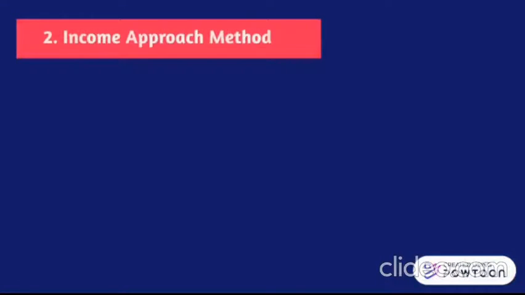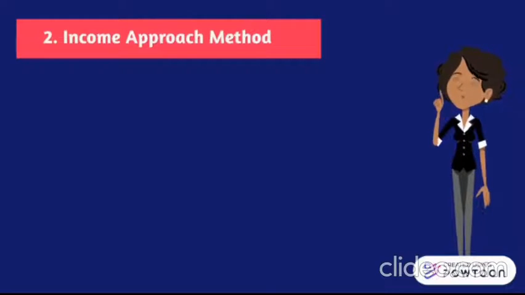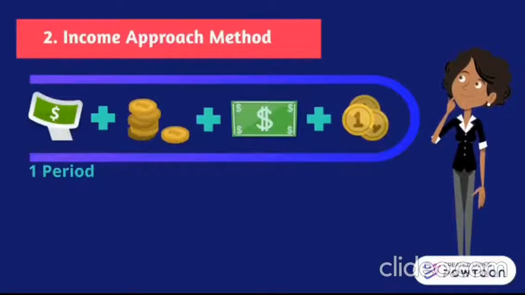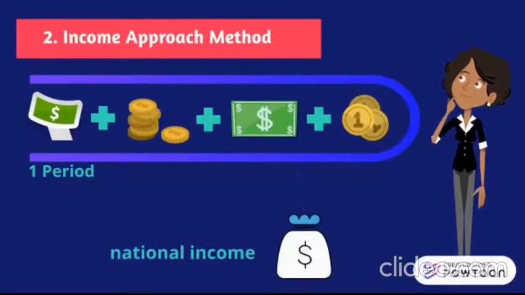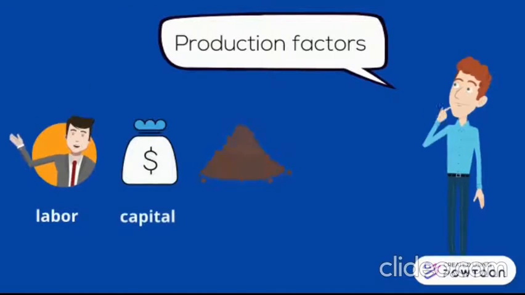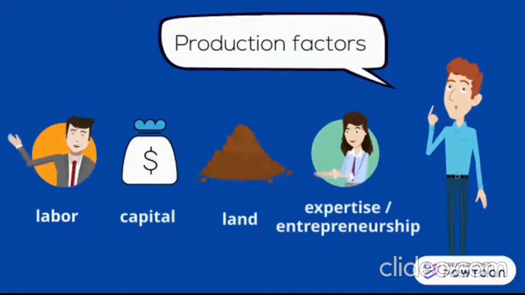Second, income approach method. The income approach adds up the income from various production factors that contribute to the production process. All income received by the owners of factors of production during one period is added up to become national income. The production factors include labor, capital, land, and expertise or entrepreneurship.